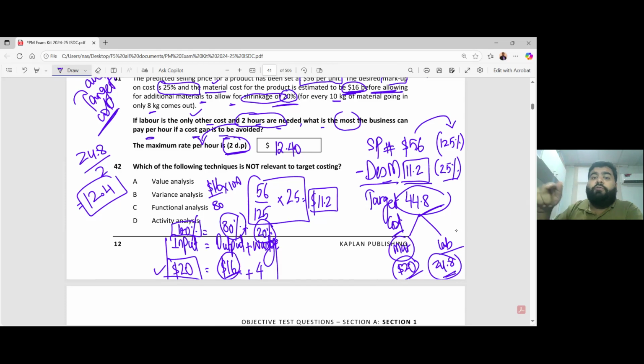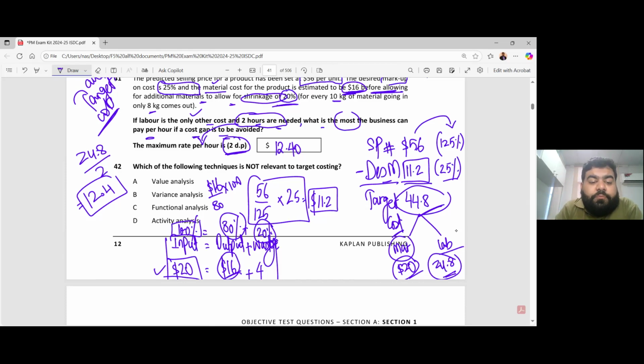Production done. Material was $20 input. So 20 plus 24.8, 44.8. I am successful if I am able to give that. If I am giving more than 12.4, then it will be greater than 24.8. Total labor cost 26, 28, 29, 30, and material is 20, so 30 plus 20, 50. Now you are not reaching the target, not reducing the cost gap. Reduce the cost gap. That is the main focus of target costing, right?